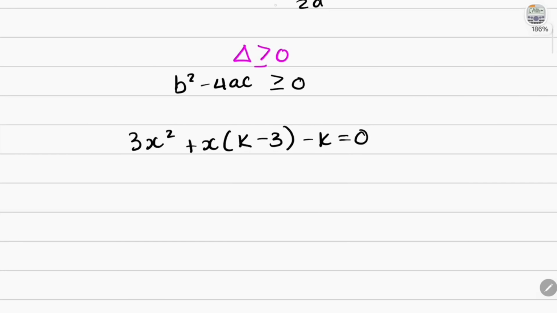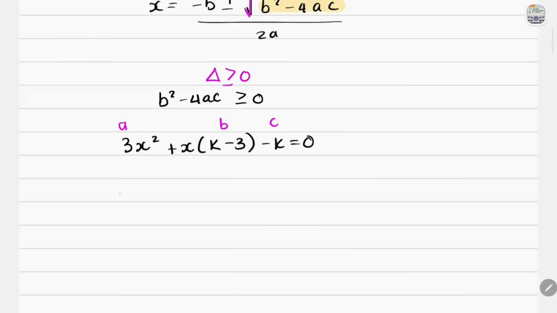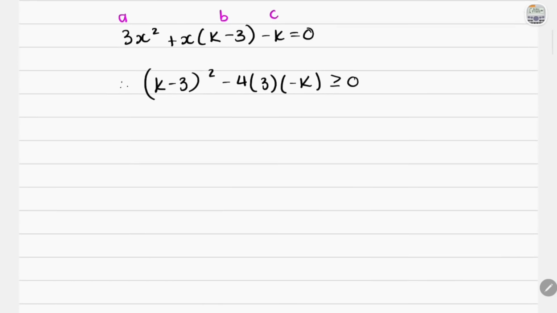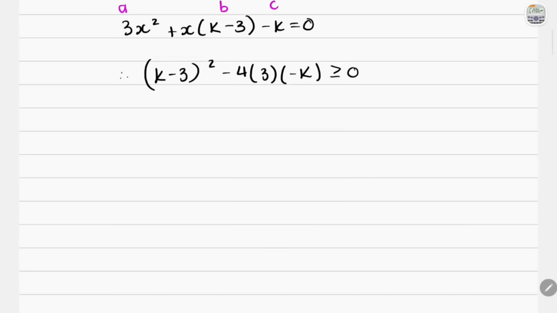And so what this means is the value of a is 3, the value of b is actually k minus 3, and the value of c is negative k. So we are saying b squared, which is (k minus 3) all squared, minus 4 times a, where a is 3 and c is negative k, and we need to ensure that this is greater than or equal to 0. This would solve for k for which the roots are real. If you're looking for real roots, just make sure that delta is greater than or equal to 0.